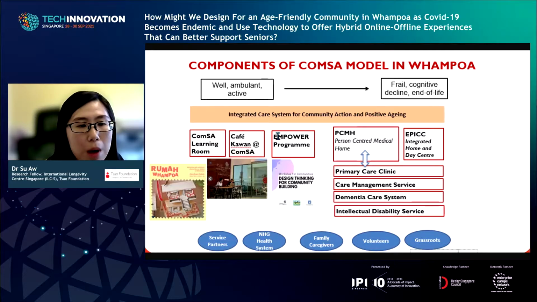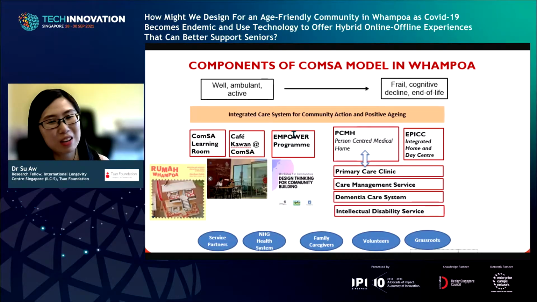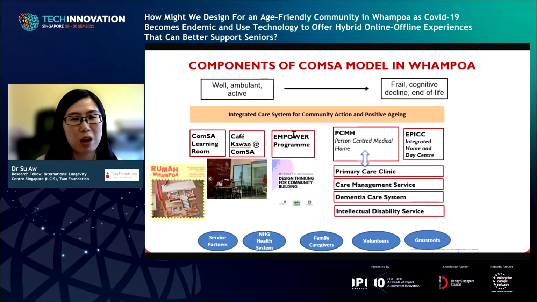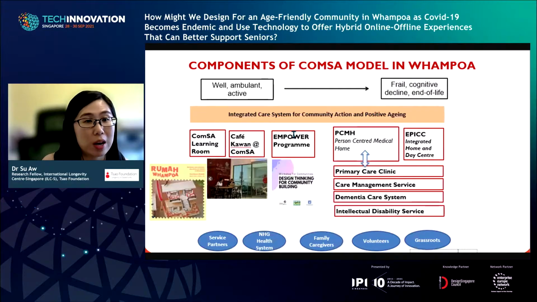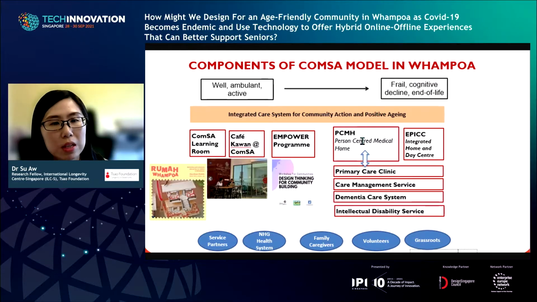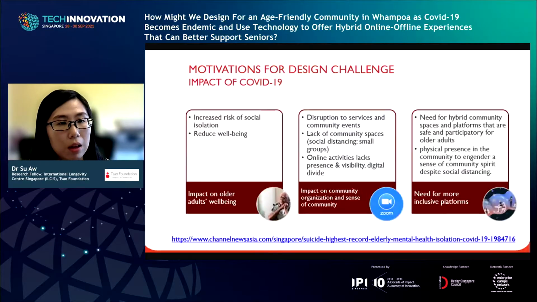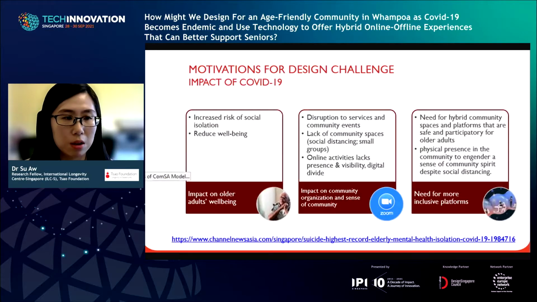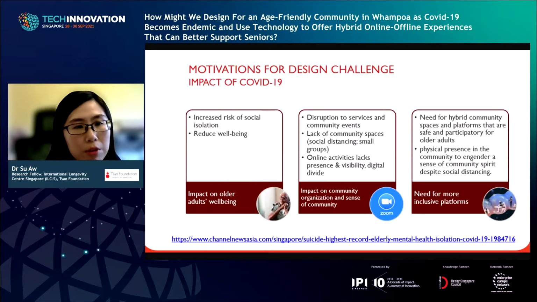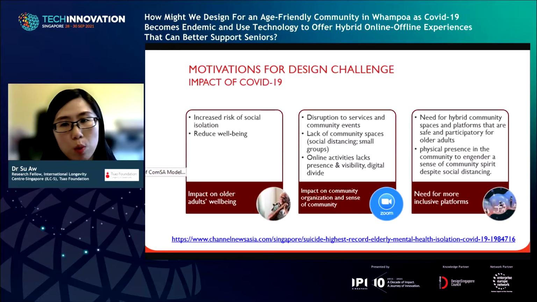And we also have the Empower program. Very interestingly, Empower is a community design thinking workshop where we get seniors themselves to think of community issues that they want to address and come up with solutions. For the more frail seniors, we have an integrated suite of home care, home-based and center-based programs. So that has been the COMSA model that we have been delivering since 2014 when we went into Whampoa.